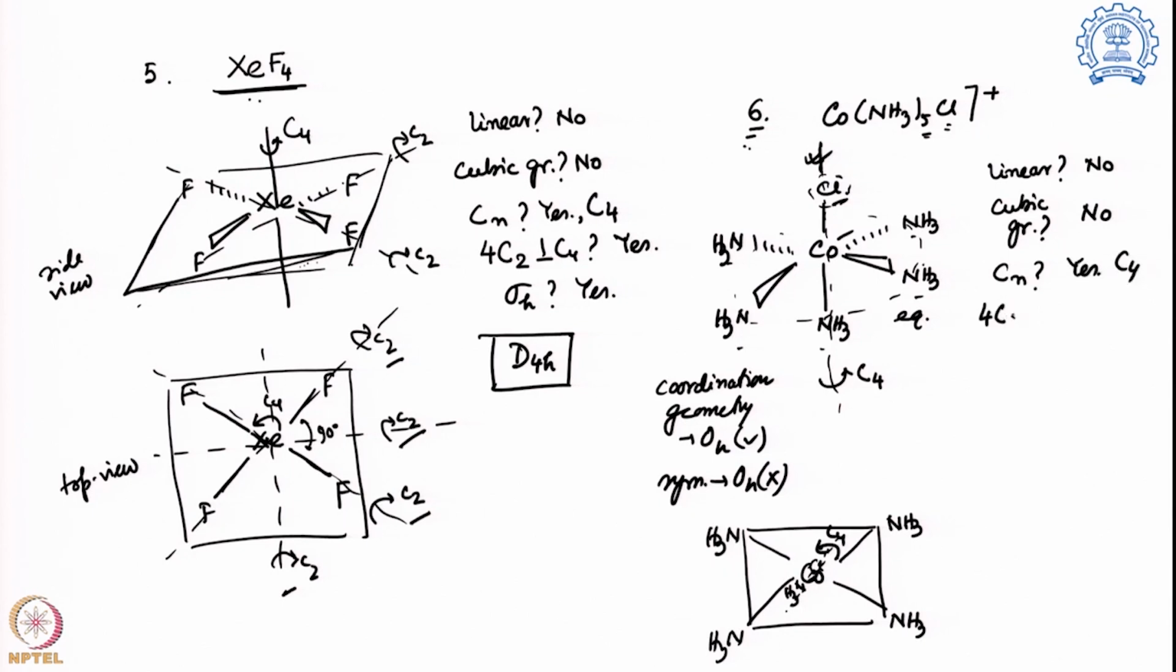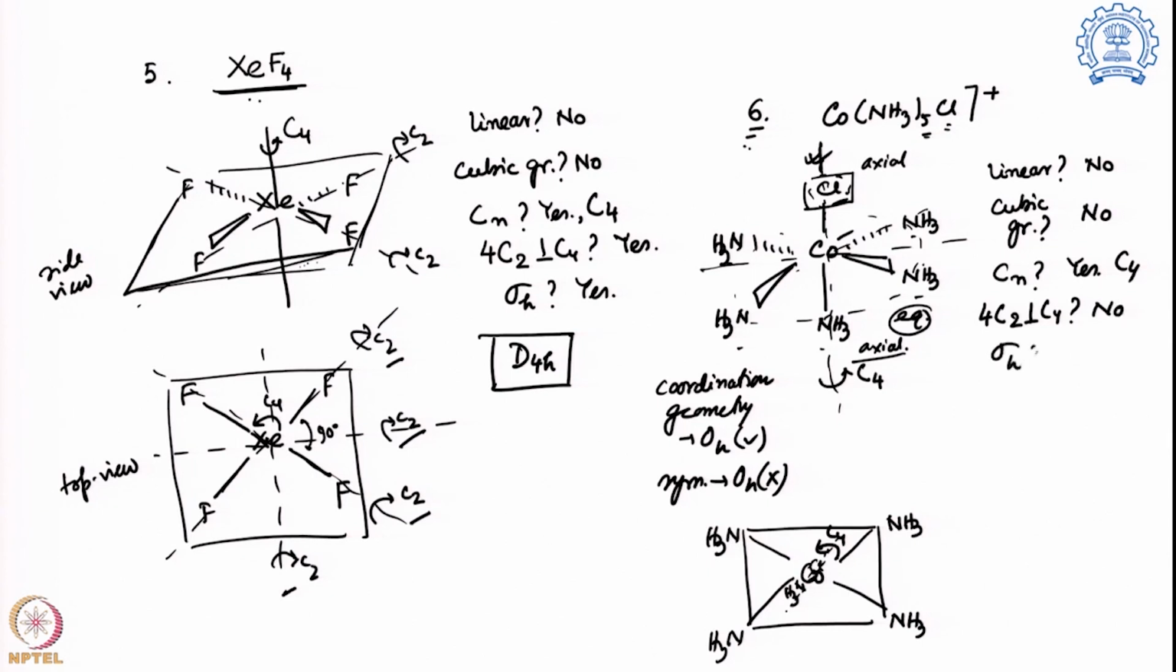Next question is, do I have 4 C2 perpendicular to the C4 or not? If it has to have 4 C2s, it will be somewhere around here or here. And you can see if you rotate it, the ammonia and the cobalt present in the equatorial plane remain as they are, but this chloride and ammonia present in the axial position will change their position, and that will not be superimposable and indistinguishable from the original structure. So, that is why we can say it does not have 4 C2 perpendicular to this C4.